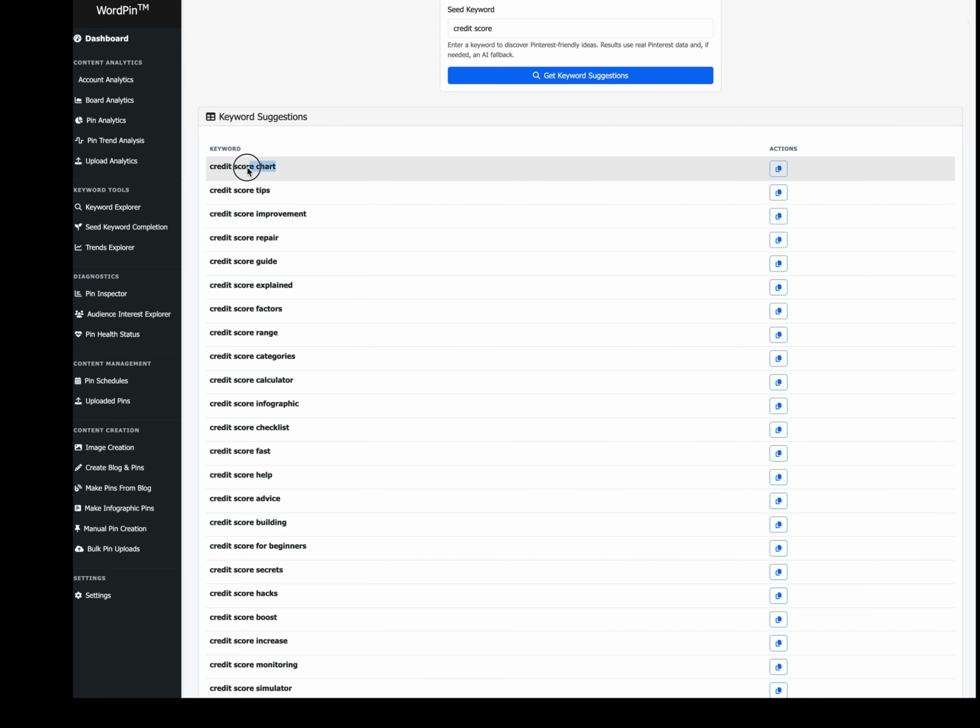Well, you can either take it as is, you can copy it here, and once it's copied, you can go and start creating content. You can look for volume using the Keyword Explorer tool, or you can go on Pinterest, see what comes up, and evaluate one of the spins.